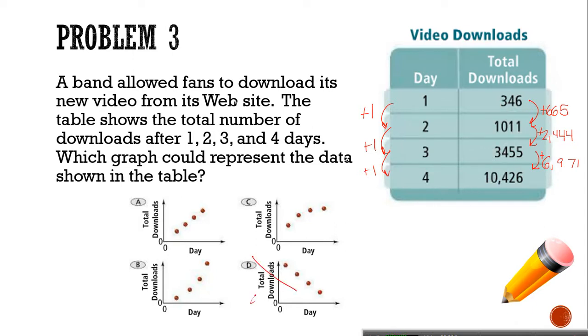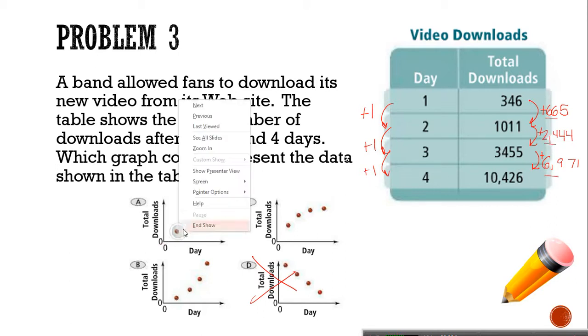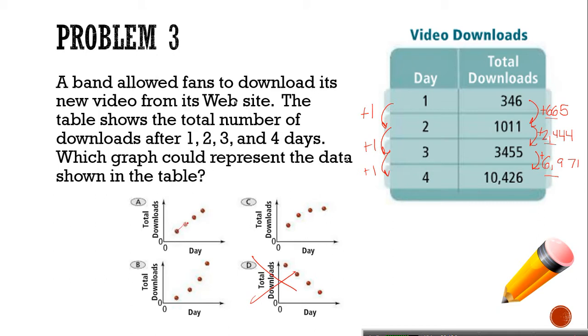So I can't have D. D is going down. That doesn't happen. So I either have B, A, or C. Now, if we look here, I can't have A, because if you look here, see how this is not perfect? It's not the same number every time. This one right here looks like a perfect increase. It looks like it's the same distance there and about the same distance there. So I can't have A. This doesn't have the same distance each time. So it's either going to be B or C.